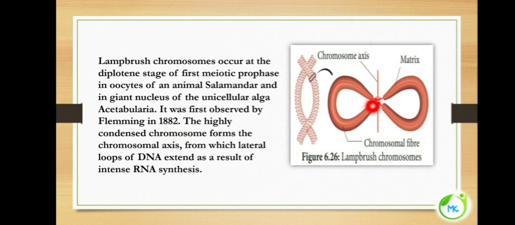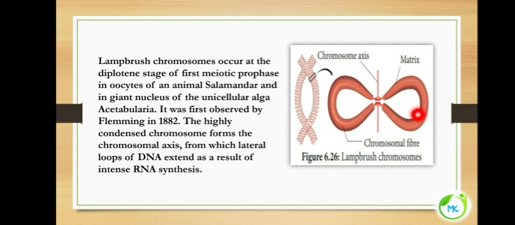This lampbrush chromosome is a highly condensed chromosome. This condensed chromosome is going to form the chromosomal axis. From the chromosomal axis arise the lateral loops. So here you can find the lateral loops.